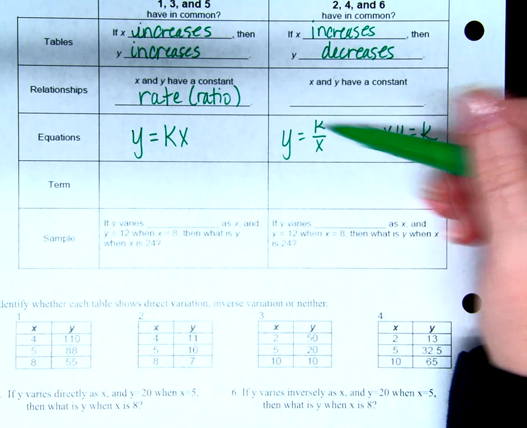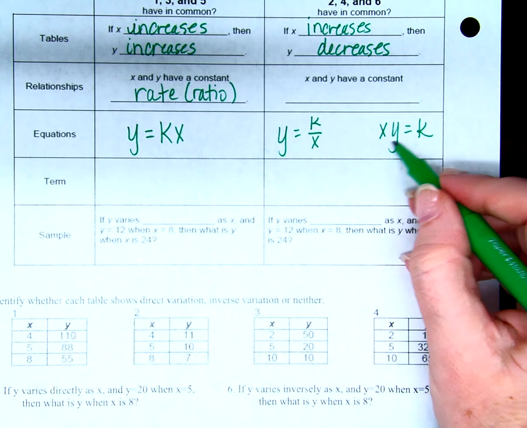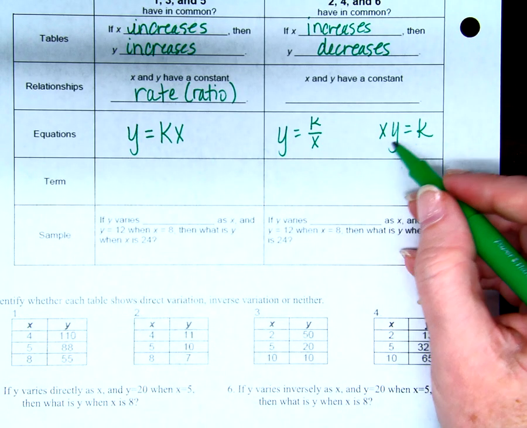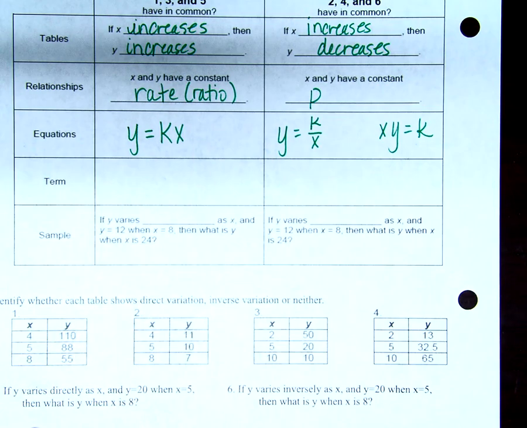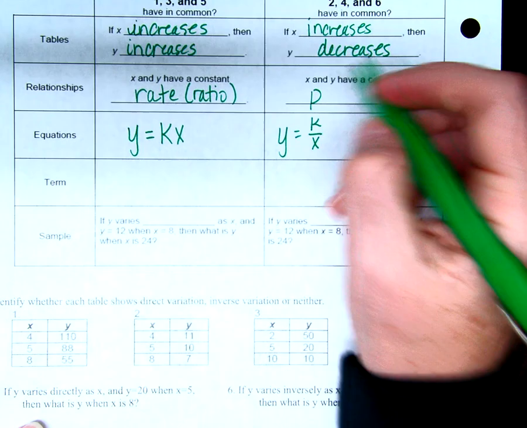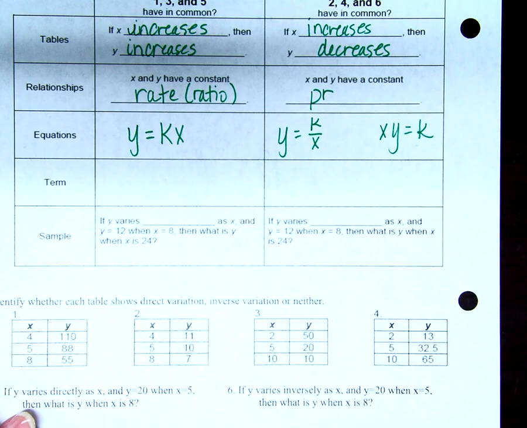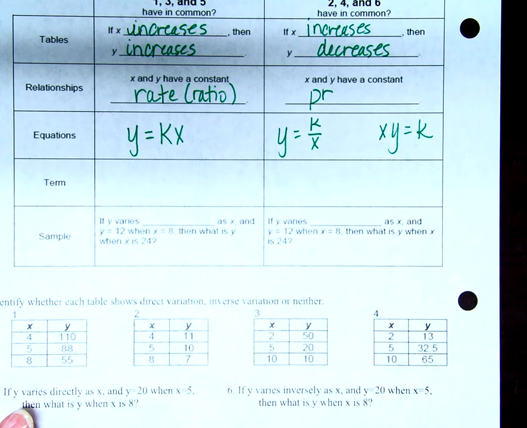What about this one, though? What are X and Y doing? They're multiplying, right? To find K, so they have a constant. Oh my gosh. You guys are amazing at identifying letters. I'm very proud of you. What are X and Y doing to each other?